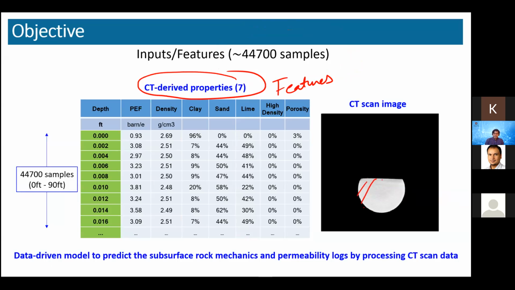So you have these CT scans. You can use the CT scan or you can use the CT derived property. Both of them are features. If you look at this data, this is a very high resolution data. At every 0.002 feet, there is a CT scan slice. And for that CT scan slice, we have these 7 properties. All of these are input features.